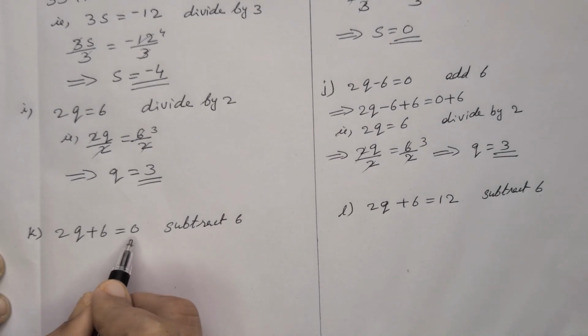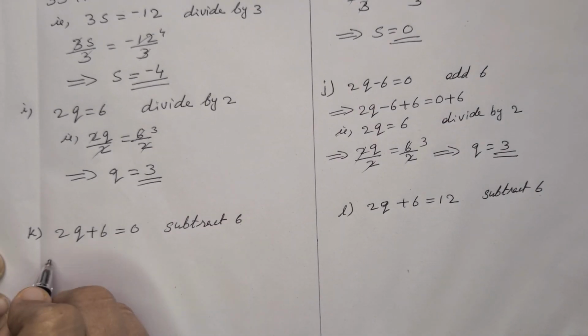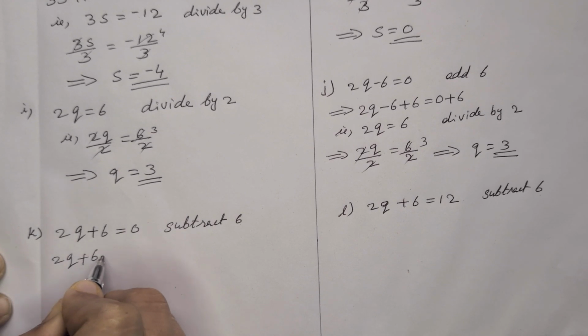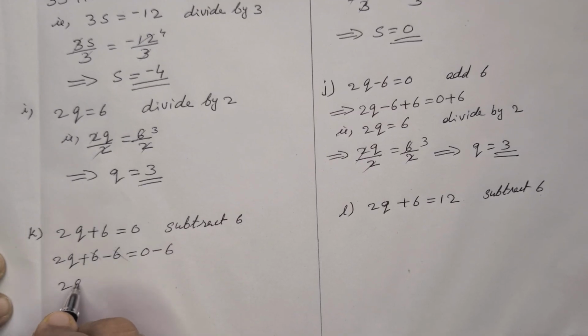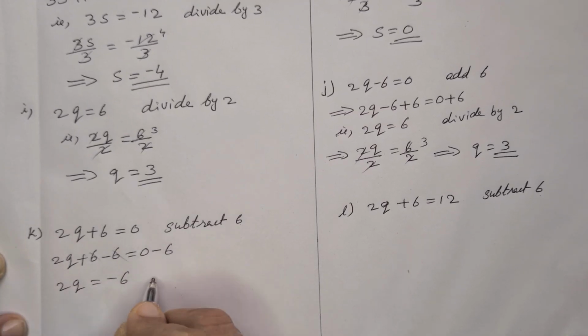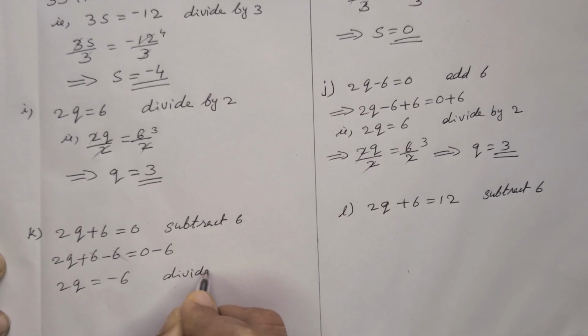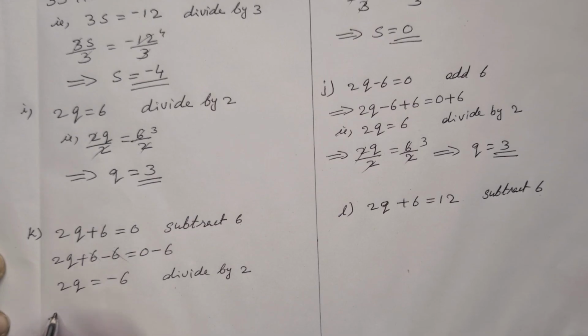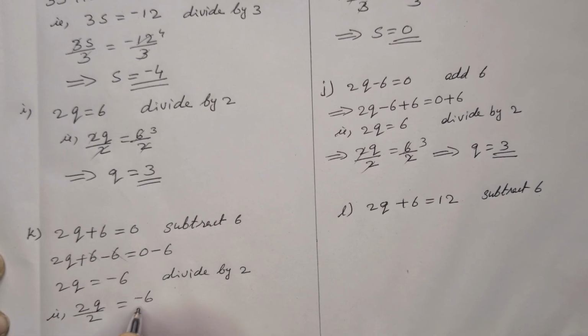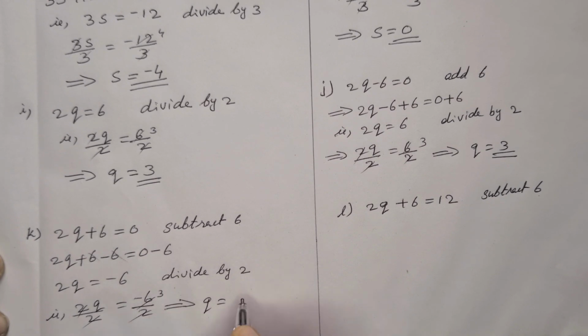Okay, 2Q plus 6 is equal to 0. Subtract 6 from both sides. 2Q plus 6 minus 6 is equal to 0 minus 6. 6 and 6 will cancel, positive and negative. Then 2Q is equal to minus 6. After that, divide by 2 both sides of this equation. 2Q by 2 is equal to minus 6 by 2. 2 we can cancel, here 3, which implies Q is equal to minus 3.